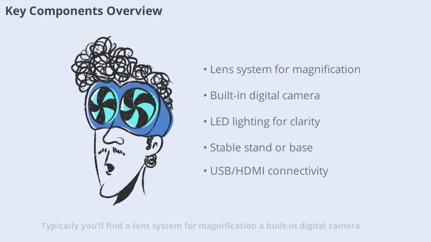Typically, you'll find a lens system for magnification, a built-in digital camera, LED lighting for illumination, and a stand or base for stability. Most models also include a USB or HDMI connection to link the microscope to a computer or monitor. Some advanced versions offer touchscreens or wireless connectivity. Understanding these parts is essential for effective operation and troubleshooting. Each component plays a vital role in capturing clear, detailed images and ensuring a smooth user experience.